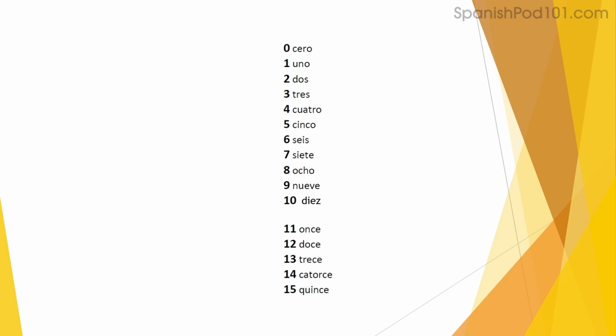Vamos a practicar la pronunciación. Por favor, repite después de mí. So let's practice pronunciation. Please repeat after me.